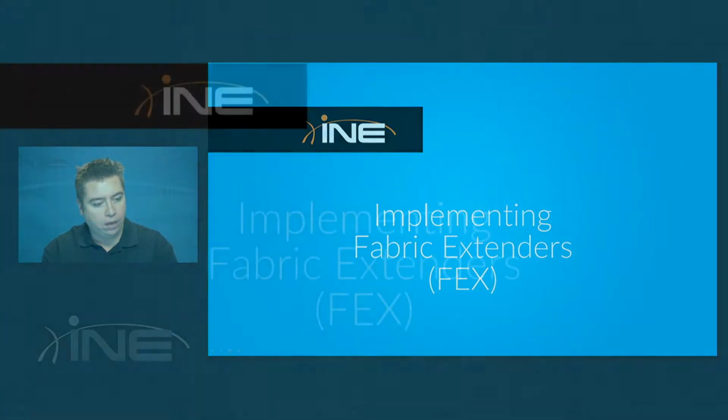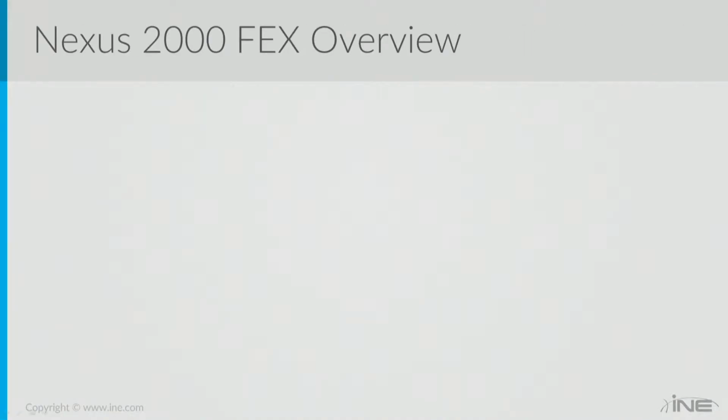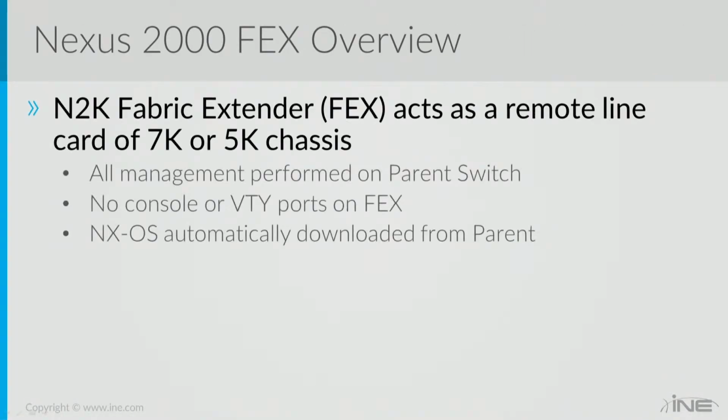Now, as I had briefly talked about before when we were talking about the hardware overview, the Nexus 2K essentially acts as a remote line card of either the 7K or the 5K chassis. Now, there are other parent switches that they can be paired with. They can be paired with the 9Ks and the 6Ks, but for our case, at least with these examples, we're mainly going to be focusing on them pairing with the 5Ks.